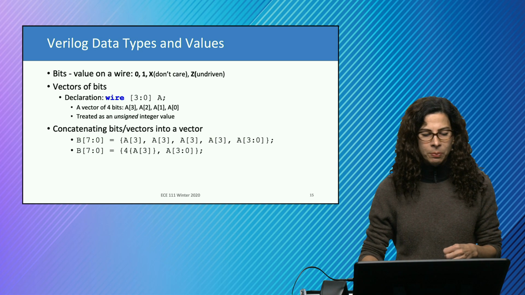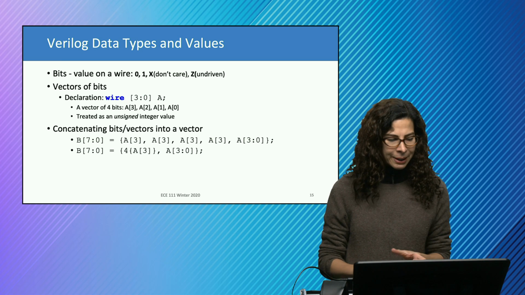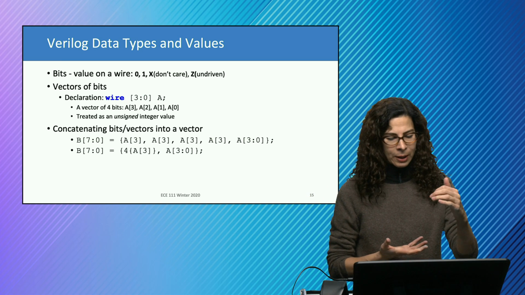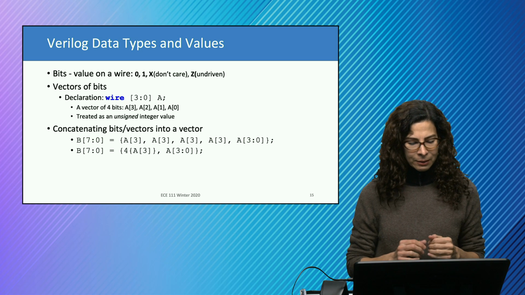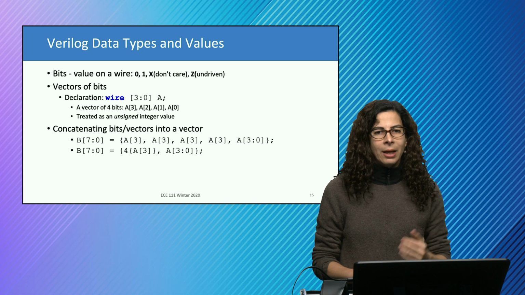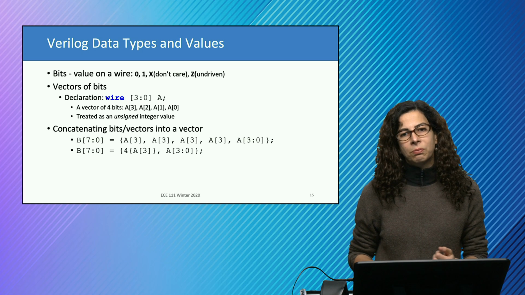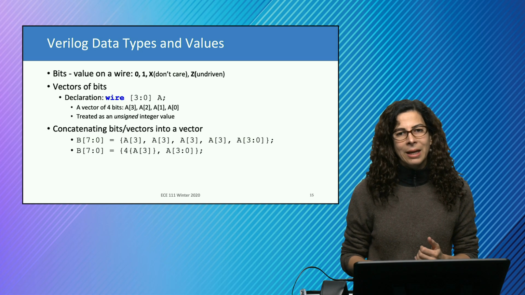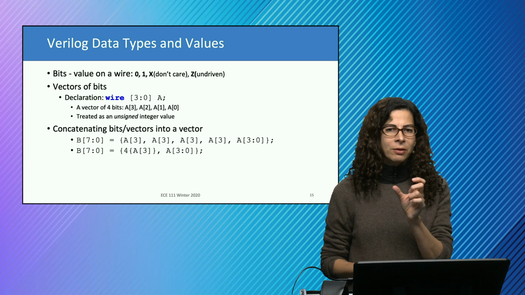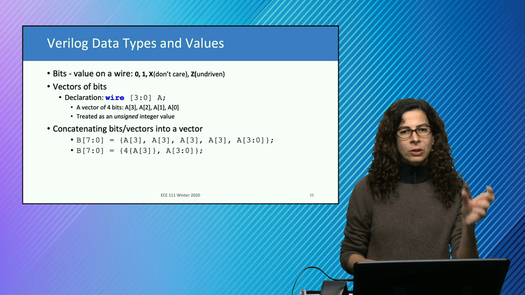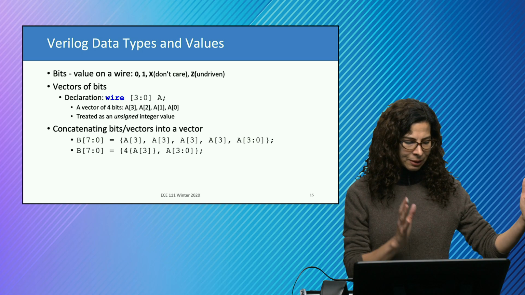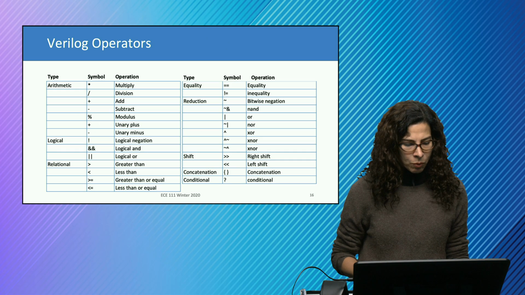The variables could be defined as bits or vectors of bits. Here, we see a wire which has 4 bits on it. Or we could concatenate these bits and vectors into larger vectors, like shown here. You could say A sub 3, which means that the third value of array A is going to repeat 4 times, and then this is assigned to an 8-bit wire here.